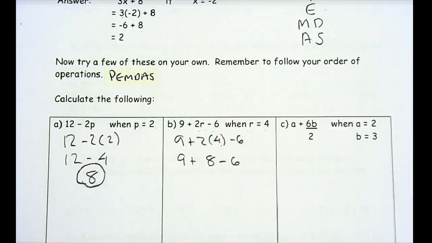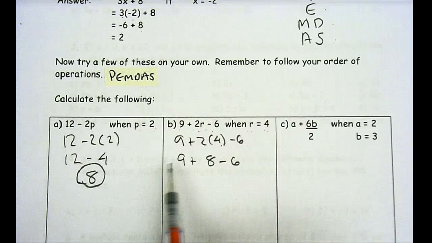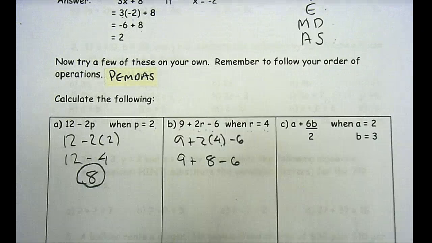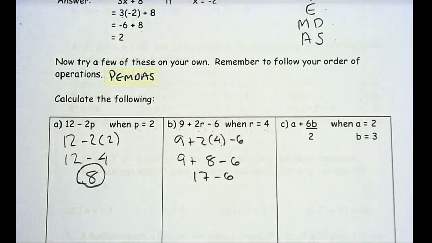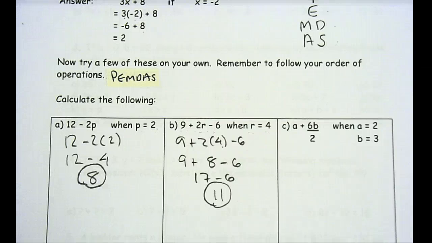Now I have both adding and subtracting. When I have both adding and subtracting, I do whichever comes first from left to right. They're the same order of operation. They have the same level of order of operation. So I do whichever comes first. In this case, I have my adding coming first. So I'll do 9 plus 8, which is 17 minus 6. Everything else stayed the same. 17 minus 6 is going to be 11.